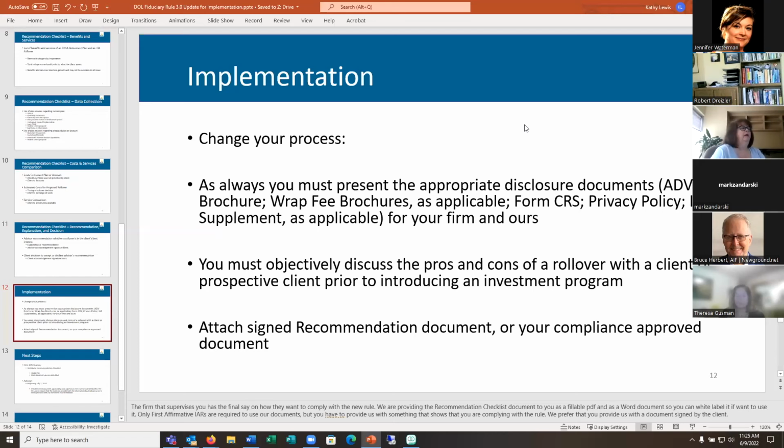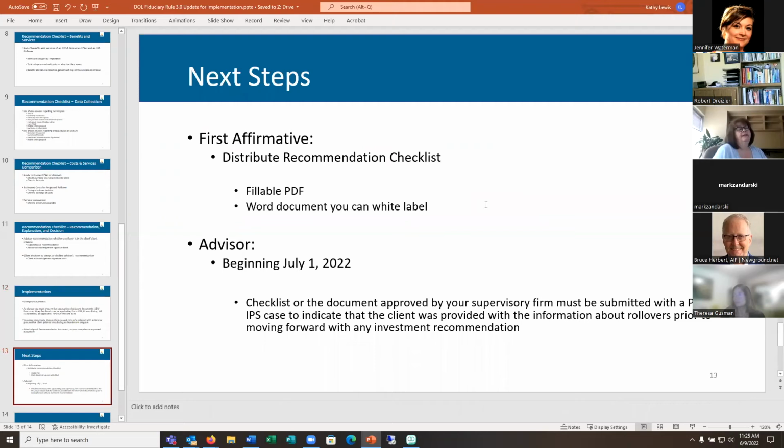We will be providing this recommendation document to you, and we're going to send it to you in a fillable PDF format as well as a Word document. We're doing that so that you can white label it if that's what you want, and you can make changes to it. We're just trying to help you meet the requirements of this rule. As I said, only IARs have to use these documents. If you're not an IAR and you want to come up with whatever you want to use on your own, that's fine. But you are going to have to provide that information to us beginning on July 1st.